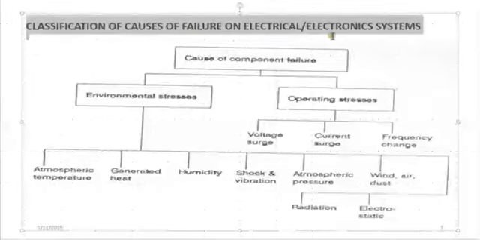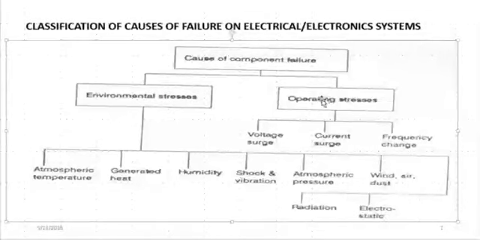of failure of electrical and electronic systems, where we made the presentation using this diagram. As you can see, the causes of failure of any electronics or electrical component are classified into two. The first one is environmental stress, and the second one is the operating stress. And I remember that under the environmental stress, we already discussed the atmospheric temperature, the heat effect and the remedy, the generated heat and its effect and the remedy, the humidity.